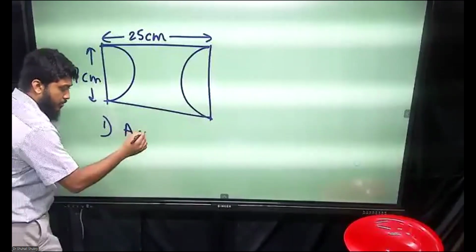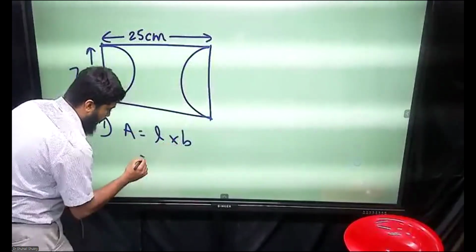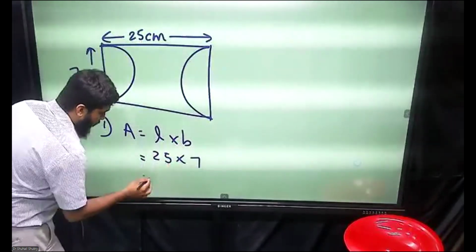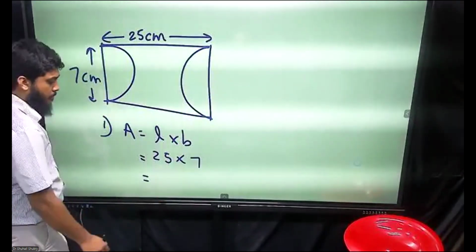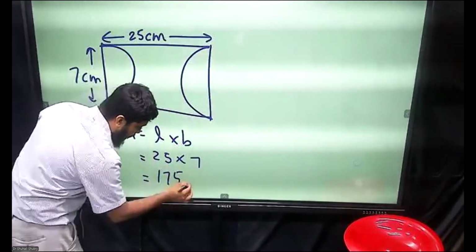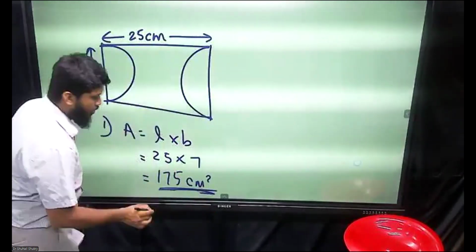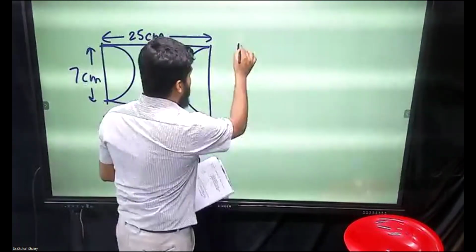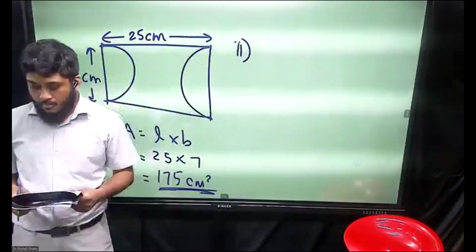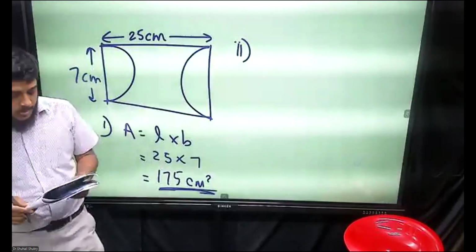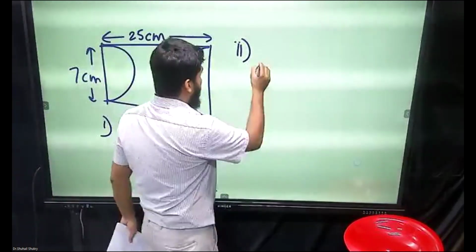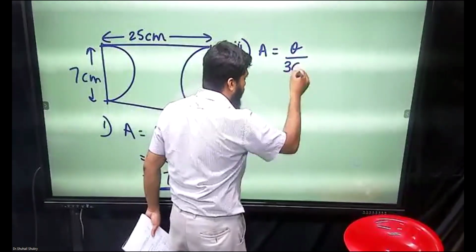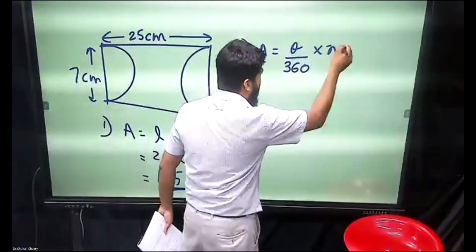I have told you, when you're writing this, write in complete form: length into breadth. What is the length? 25. Breadth is 7. 25 into 7 is how much? 175 centimeter squared. Second one: find the total area of the two semicircular parts. When you're writing the area of a semicircular part, what is the formula? Theta over 360 into pi r squared.